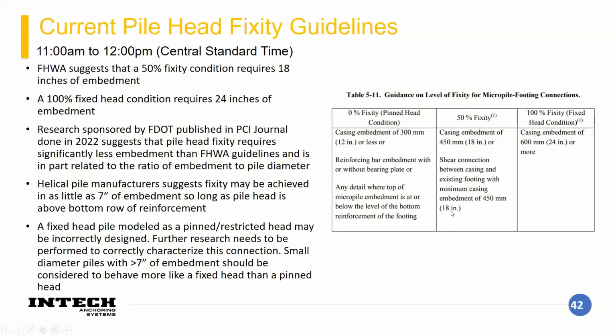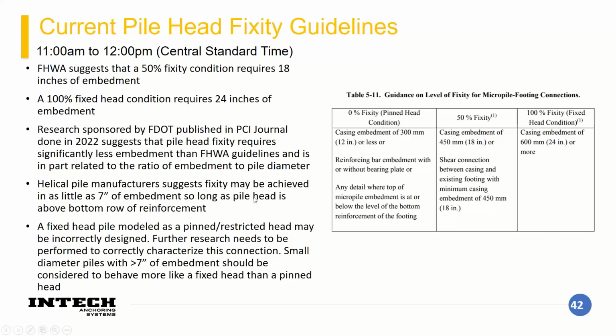And here we're going to talk about what is considered a fixed head, and this is a topic that needs to be researched a lot more. I'll tell you why: the FHWA suggests that a 50% fixity condition requires 18 inches of embedment of your pile into your pile cap, and a 100% fixed head requires a 24-inch embedment in your pile cap. There's been some research and studies done by helical manufacturers, researchers and academics to analyze this fixed head condition.